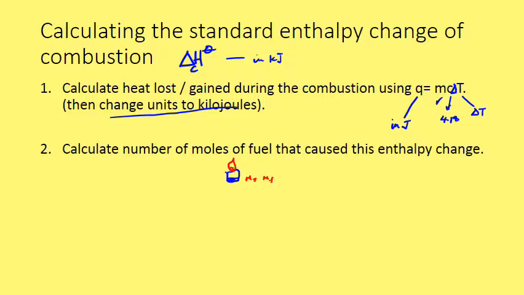So what we want is not the mass of the fuel that we've burnt, but the moles of the fuel that we've burnt. And that is a simple calculation like the ones we did in the previous section. We use our familiar equation where n equals the number of moles, and that's going to be mass divided by the relative molecular mass of the fuel.